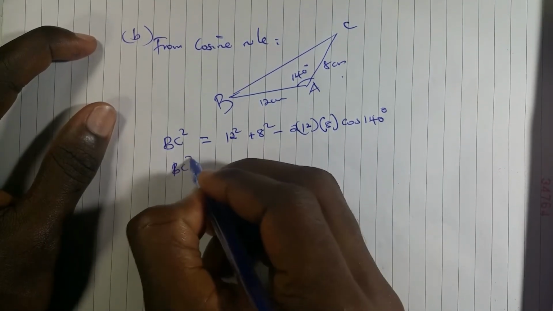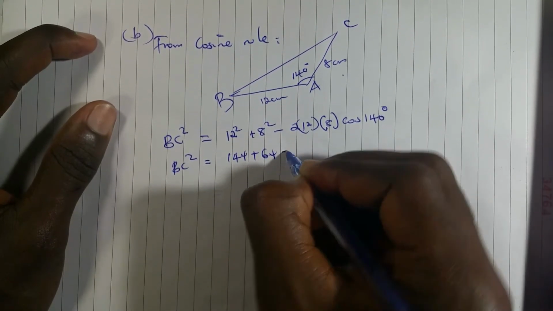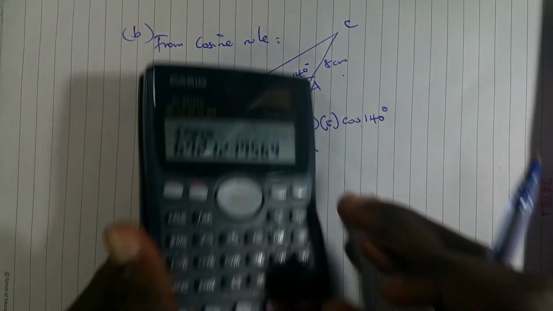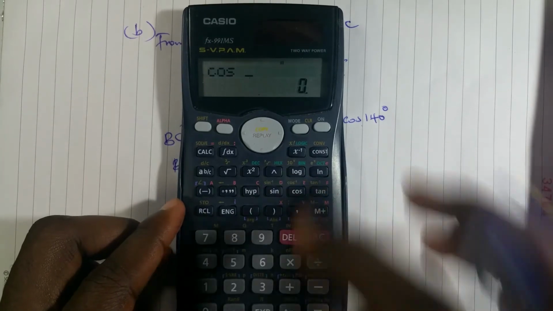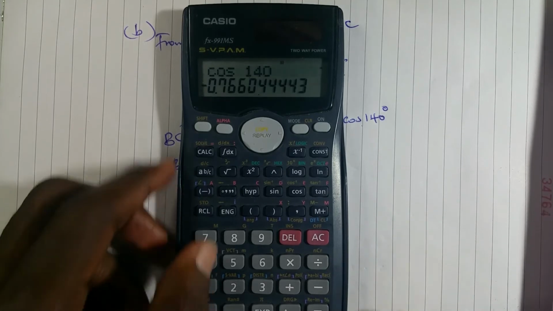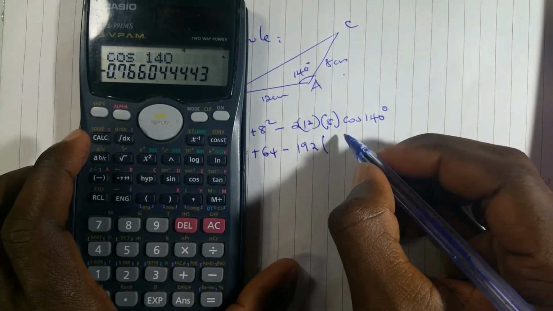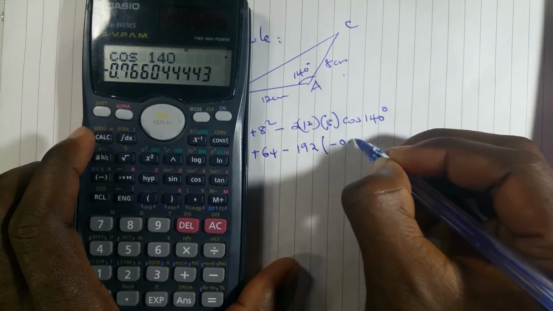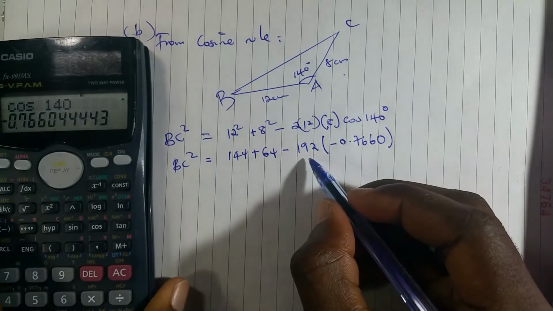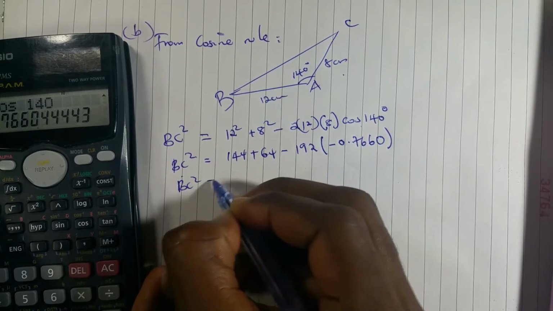So BC squared is going to be given by this still 144, this is still 64, minus 2 times that, still 192, then cos of 140. Let's check that from the calculator. Cos is here of 140, which equals negative 0.7660 to 4 decimal places. It's always good to put trig ratios of angles in 4 decimal places. Negative 0.7660.